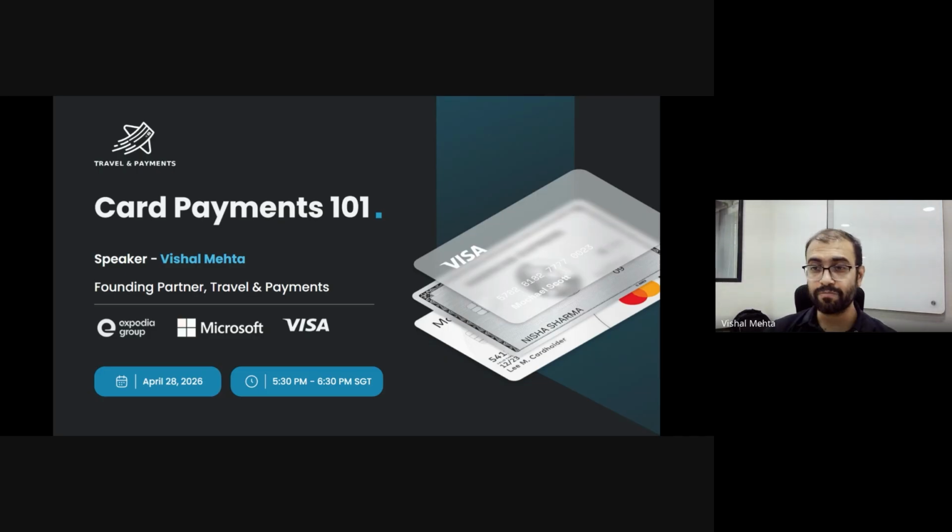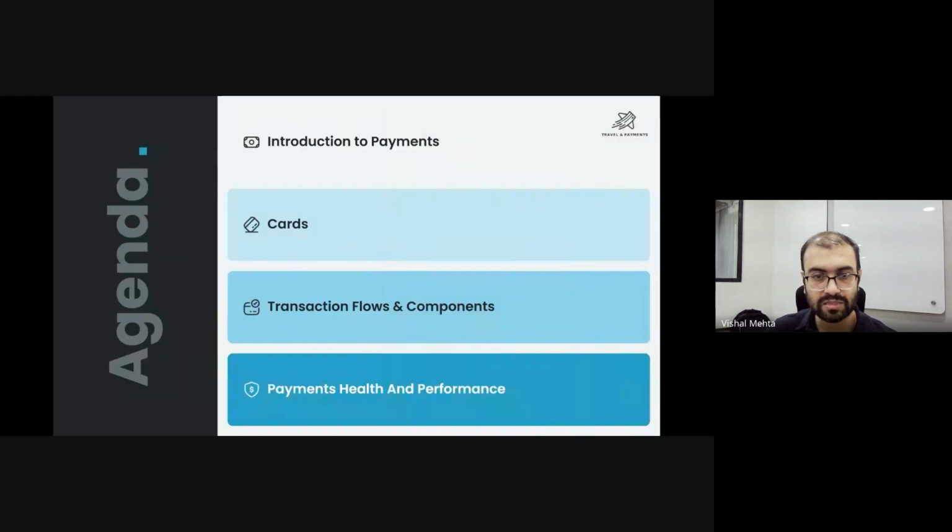Just to keep things very clear and crisp and the expectations clear, I want to highlight one thing: today's Payments 101 is going to be basic, extremely basic if I can add. So please ensure the expectations are right. We are going to walk through a few elements, and this is the agenda which we have.